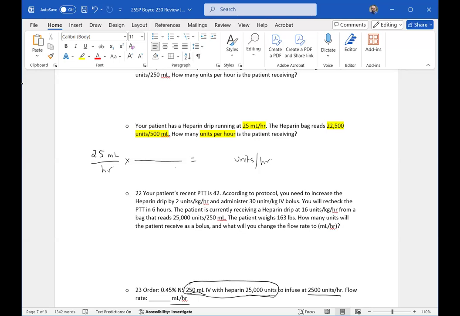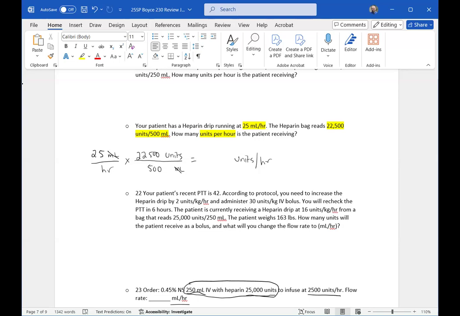So I want to get rid of ml. I want to be able to cross out ml and have units on the top. If I can do that, then great. And guess what allows me to do that? The fact that we have this 22,500 units per 500 ml IV. So all I'm going to do is plug in the numbers where they go. With units, it's the 22,500 and 500 for the ml.